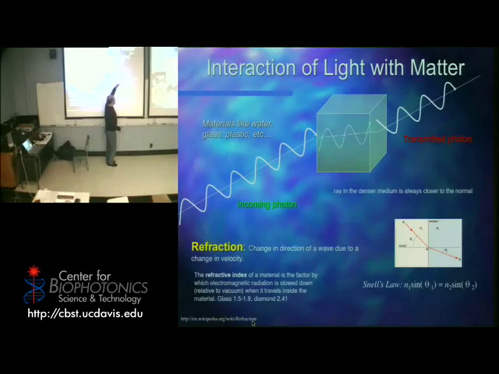So it comes in, let's say this is air and this is glass, and this is the surface, the interface. It comes in and bends. And it bends towards the normal. If this is the denser material, the light bends towards the normal. If this was the less dense material, it would bend away from the normal. The normal being a line that's perpendicular to the surface interface.